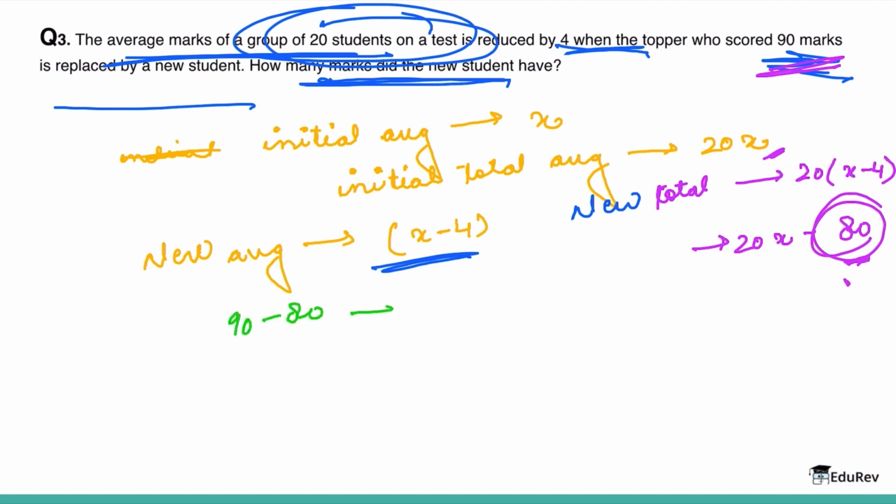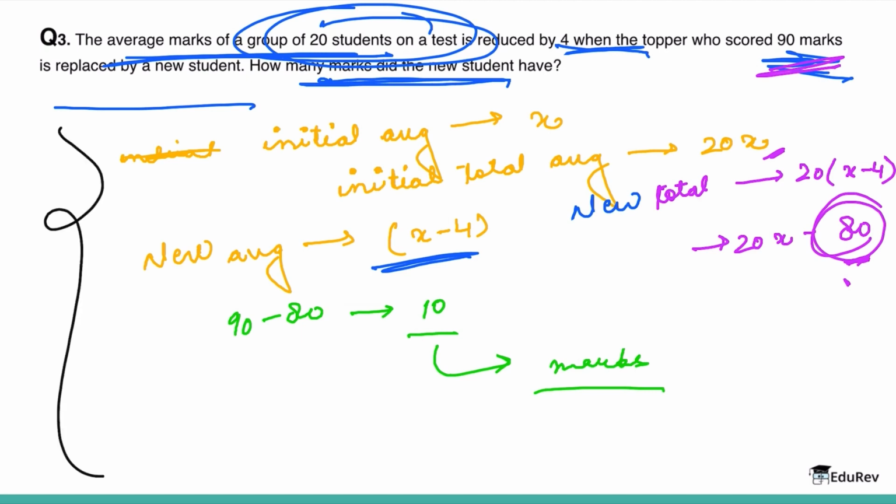90 minus 80 is going to be 10. So 10 marks. Okay. Now similarly in this question as well, I am writing all this because I have to explain it to you people.